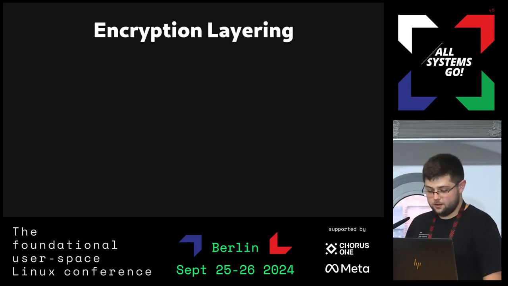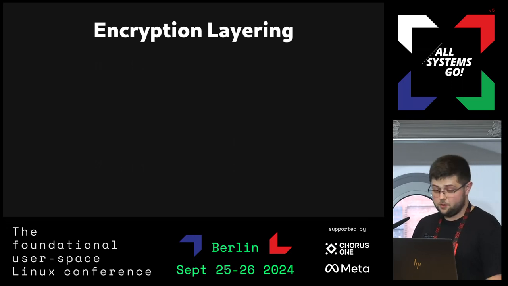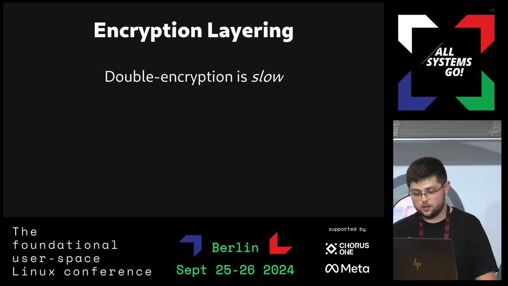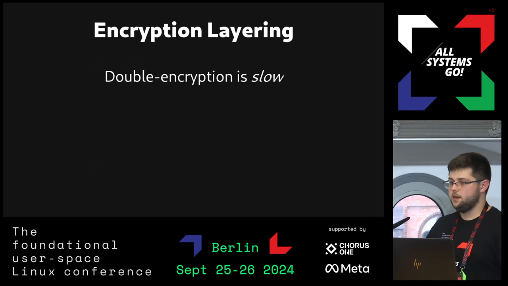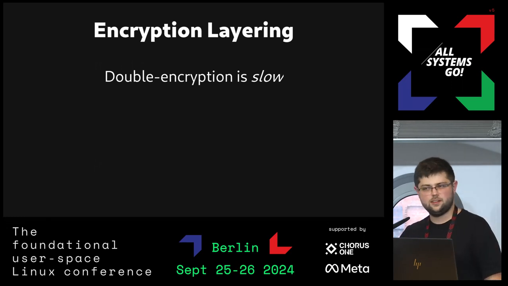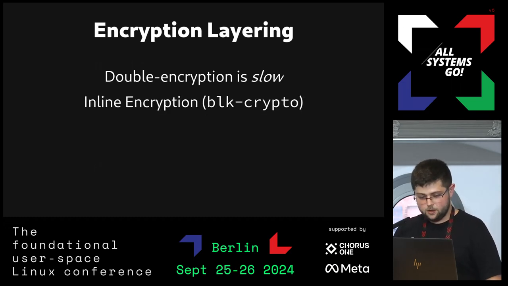And the next really big thing we want to work on is encryption layering, because right now, double encryption is slow. This is an issue that comes up with systemd-homed, where people will say, well, we want to encrypt the rootfs, and then on top of the encrypted rootfs, we have these loopback files that are also encrypted. Encryption on top of encryption just gets exponentially slower.